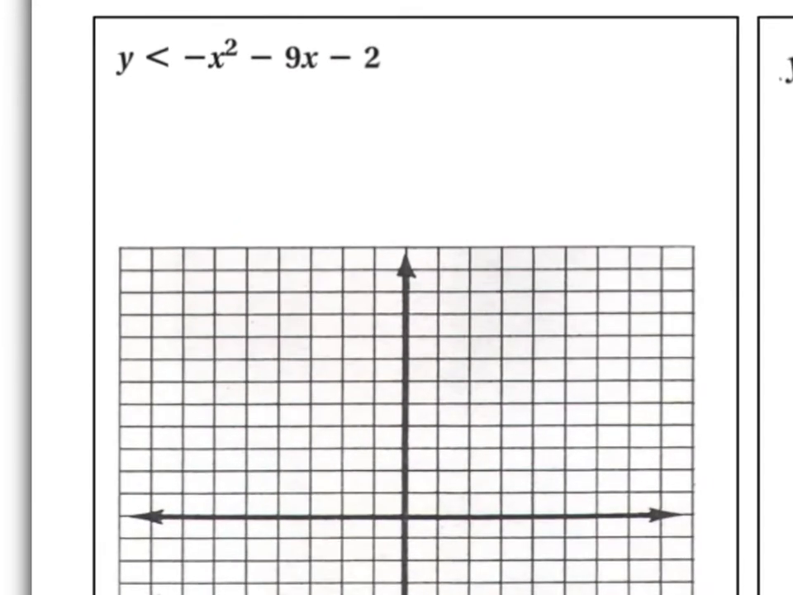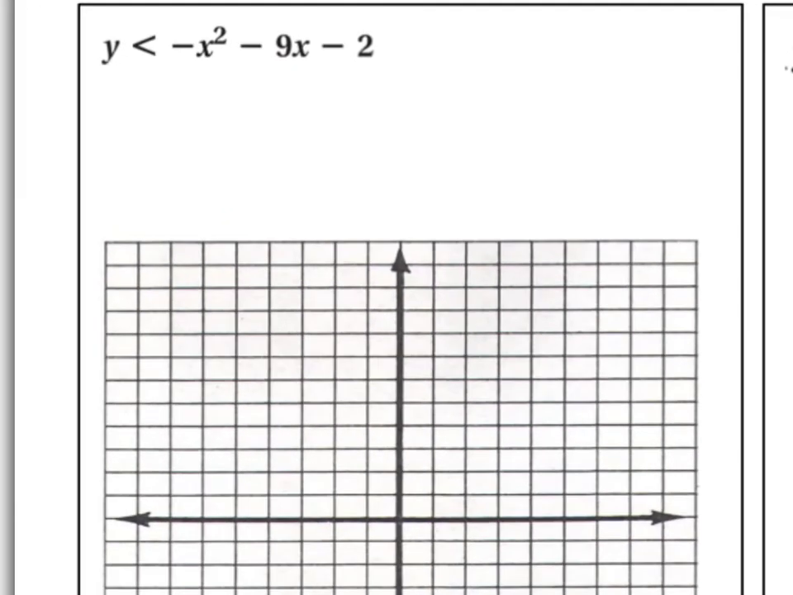I've got to find some information first here. So we've got y is less than negative x squared minus 9x minus 2, and we recognize that this is in standard form. So I've got my a is negative 1, my b is negative 9, and my c is negative 2. Now I've got to find the vertex.